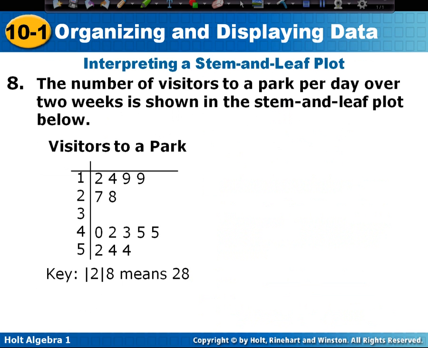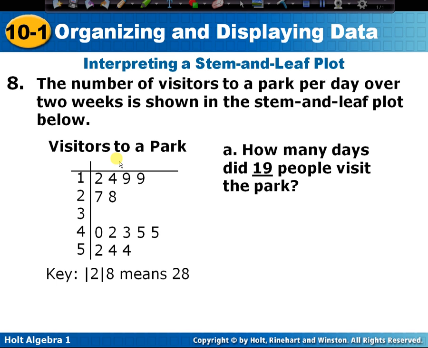Number 8, the number of visitors to a park per day over 2 weeks is shown by the stem and leaf plot below. So this is visitors to a park. It says how many days did 19 people visit the park? So you need to write the number 19 in the blank. So I'm looking for the number 19, and I see it right here. 1-9 is 19, and 1-9 here is 19. So there were 2 days that 19 people visited the park. So you're going to write 2 days in your blank.